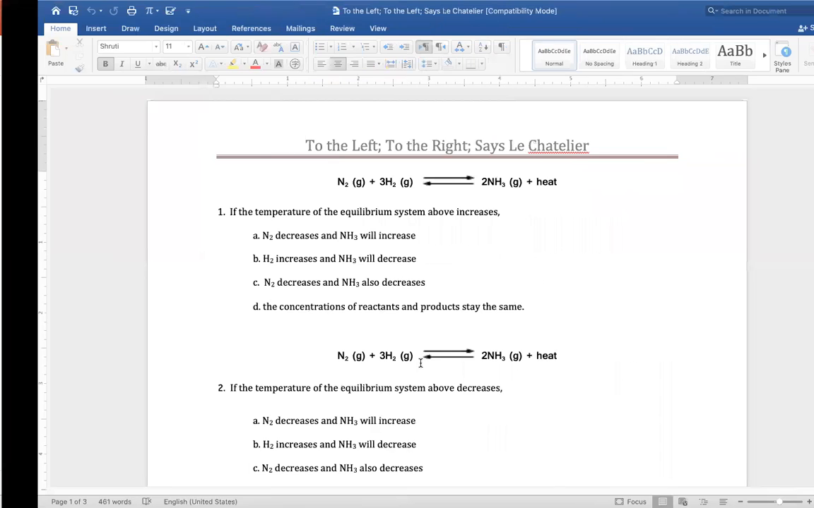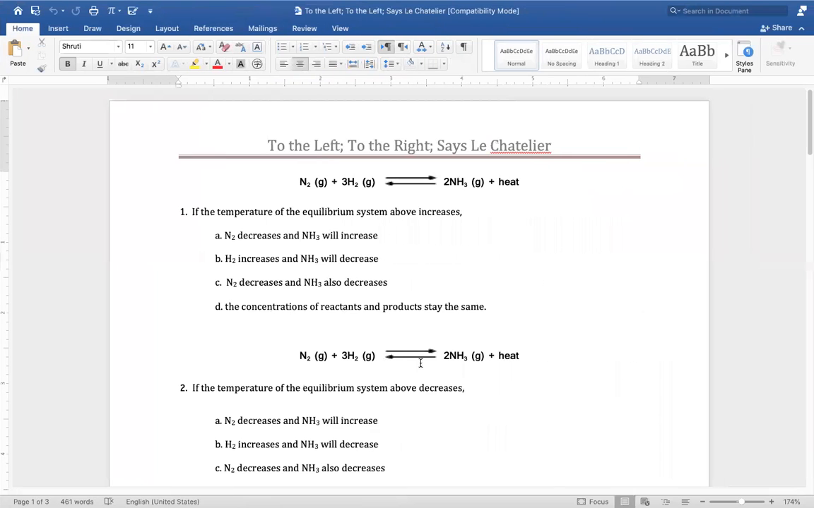So let's take a look at a couple of practice questions here. So here we go. Let's take a look at this practice question. So here's our reaction. So this says, question 1, if the temperature of the equilibrium system above increases. So what I always do to make it easier is, if something is being added or taken away, I just go and find it in the equation and I put an arrow next to it, an up or a down arrow. And then I push it.